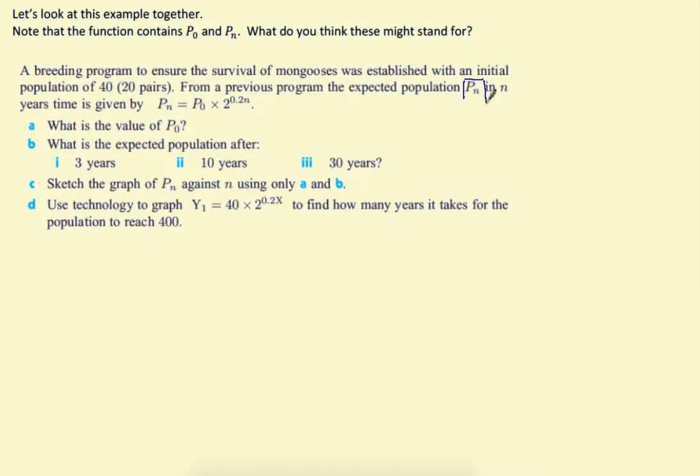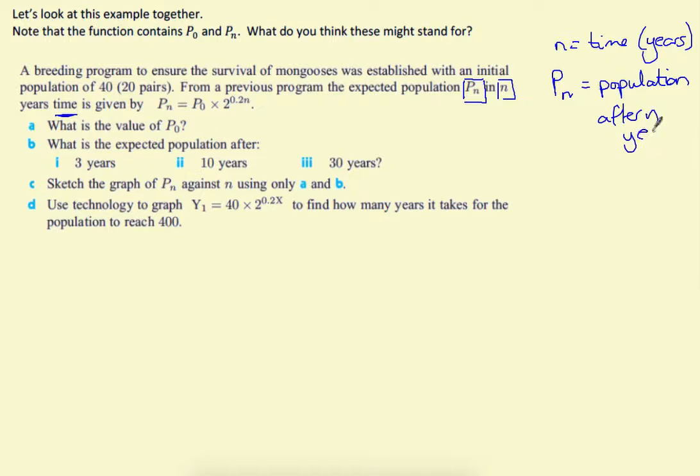We've got P_n and n. n is time, time in years. P_n is the expected population after n years. And let's take a look at the function. It says P_n is equal to P_0 times 2 to the power of 0.2n.